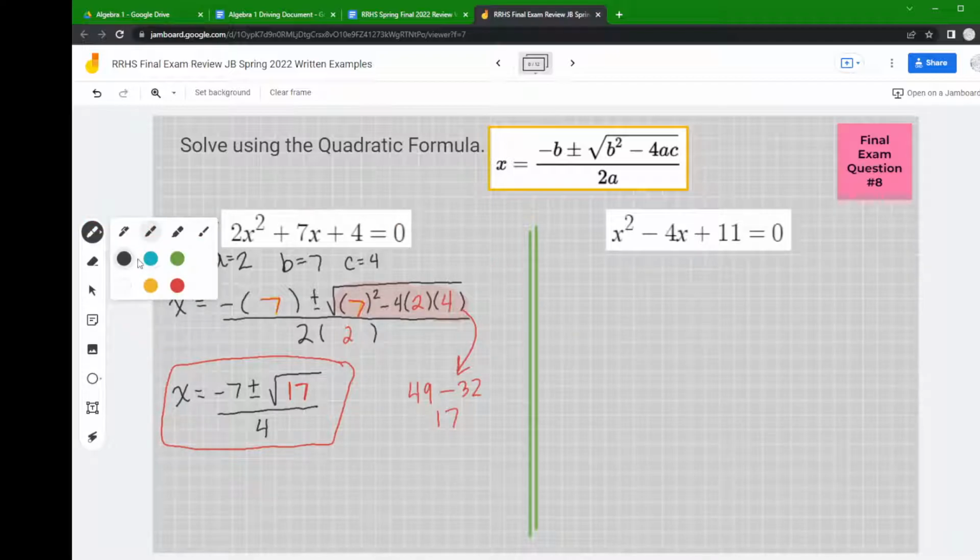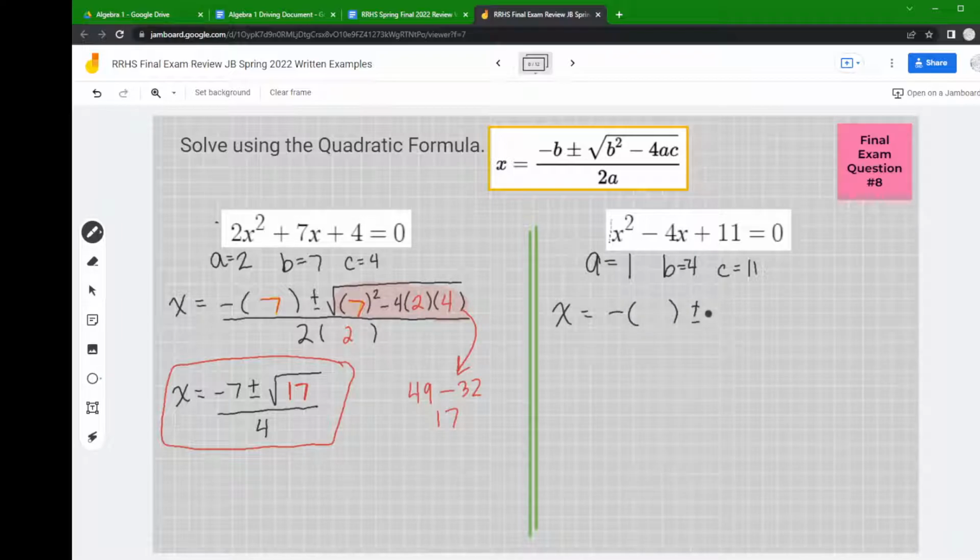Let's do that again. So here, my a value, the number in front of x squared. Remember, there's an imaginary 1 there. My b value, there's a -4 here. And then my c value is 11. So now I'm going to write out the quadratic formula, leaving blanks where each of the letters are. In my head, I'm singing Pop Goes the Weasel.